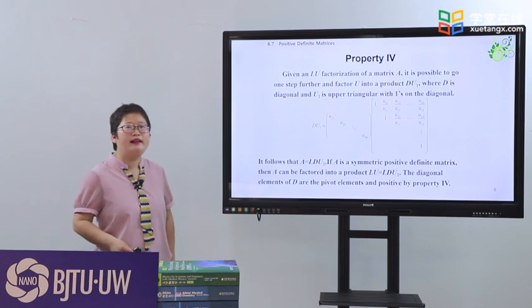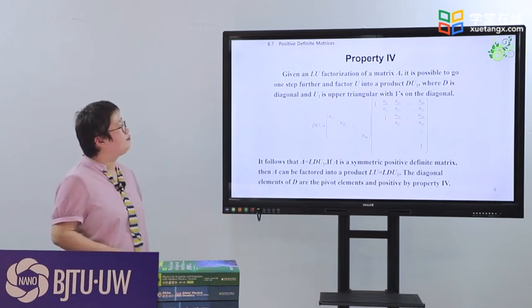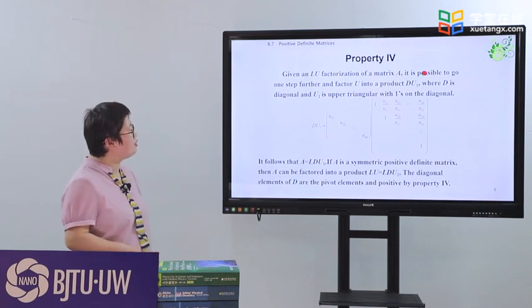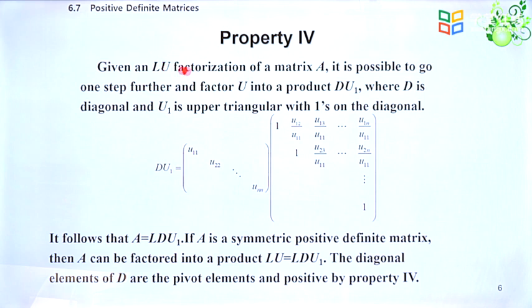Okay, now we have property 4 for the positive definite matrix. After we have this LU factorization of the matrix, it is possible to go one step further and factor U into a product D times U1. Here D is a diagonal matrix, and U1 is a unit upper triangular matrix. Then you can find that A, written as L times U, equals L times D times U1.